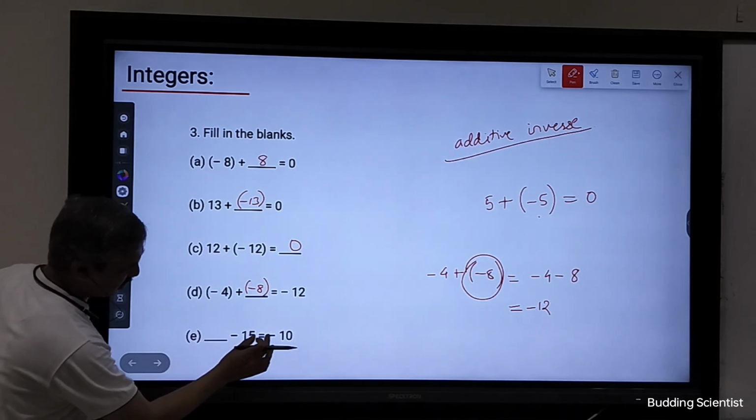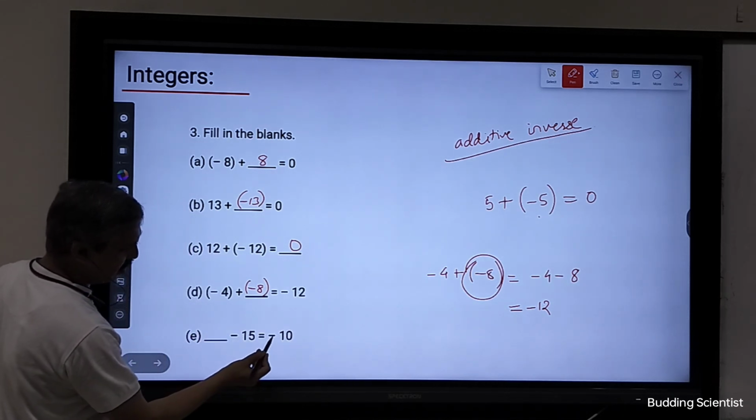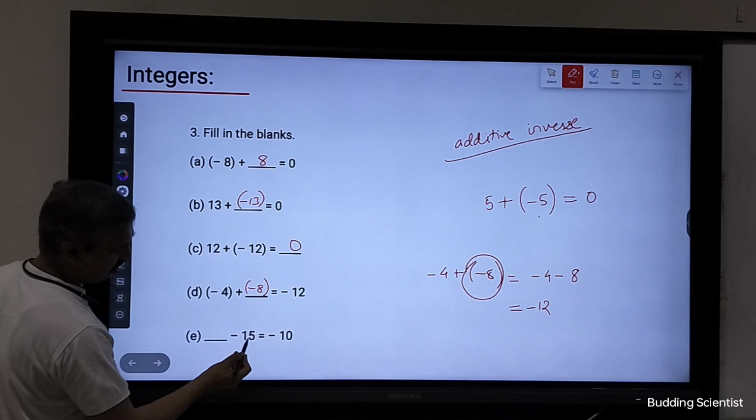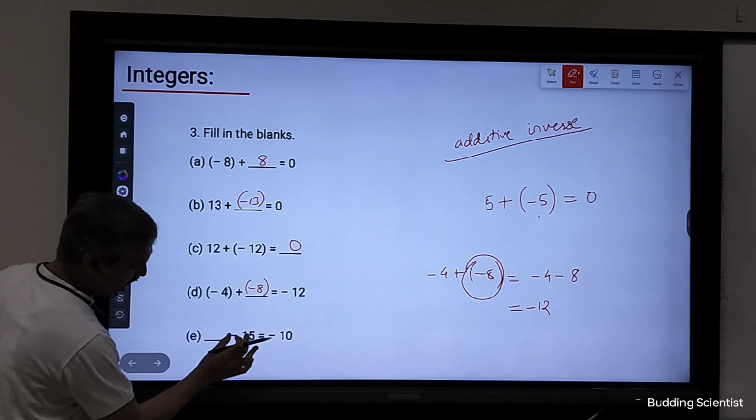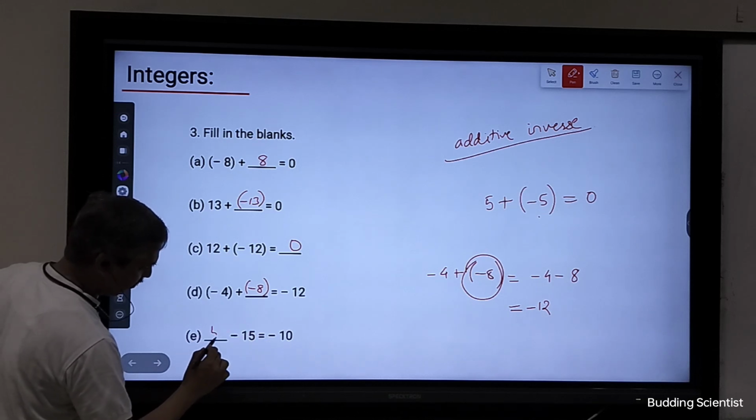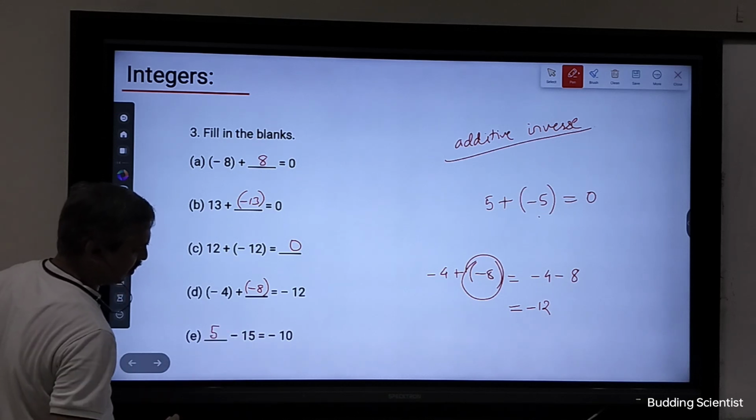This number minus 15 is equal to minus 10. The answer is negative. Clearly this number 15 must be the larger number, the negative number must be the larger number. So if this is the larger number, then here it will be 5 minus 15 is 0, minus 10.